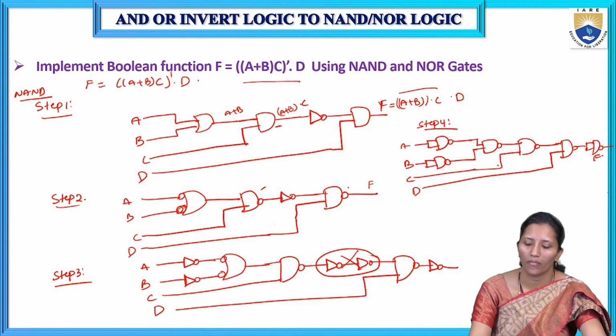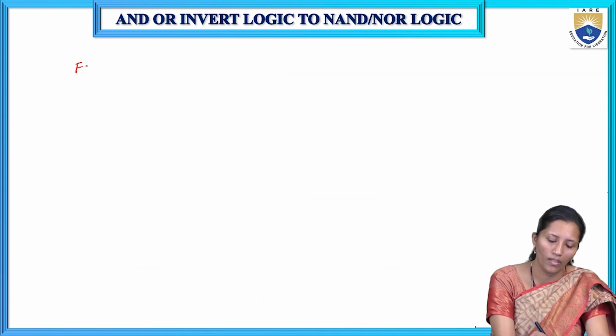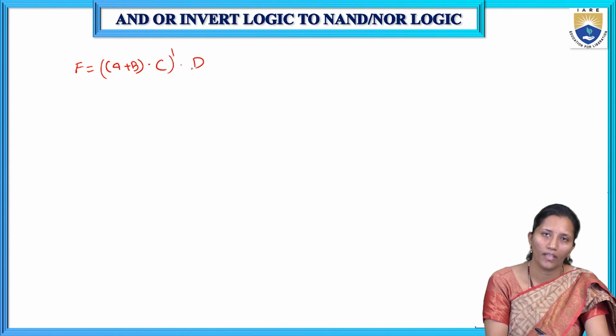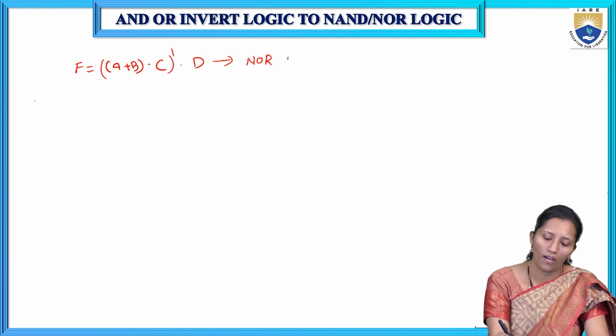So the same equation we have to represent in terms of NOR gates. So what is the equation here? F is equal to (A plus B) into C complement into D. So first we have to represent this by using NOR logic realization.